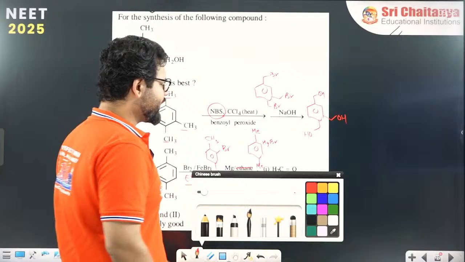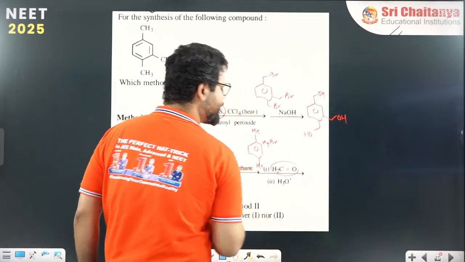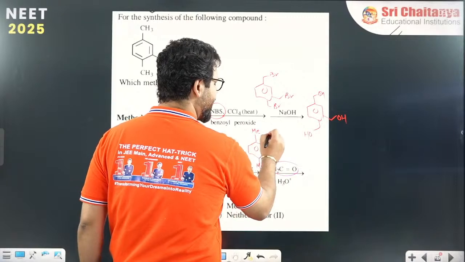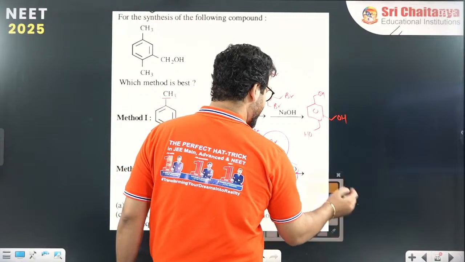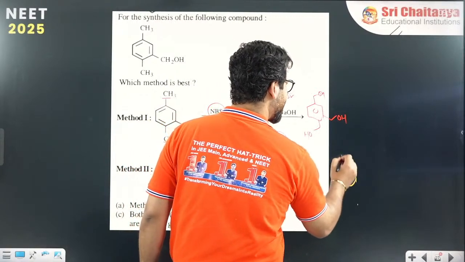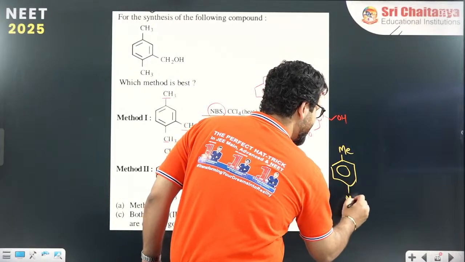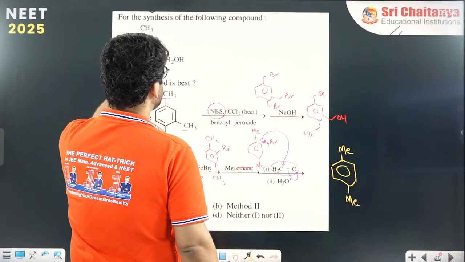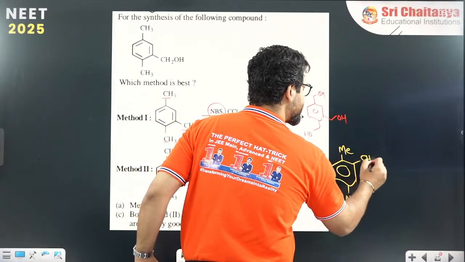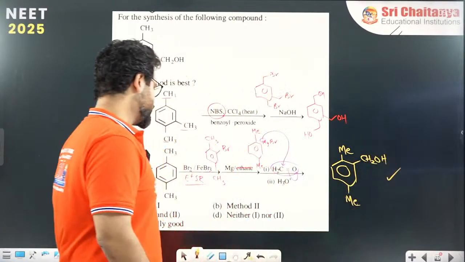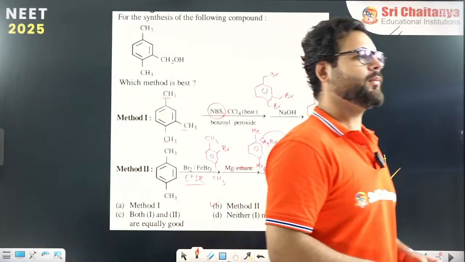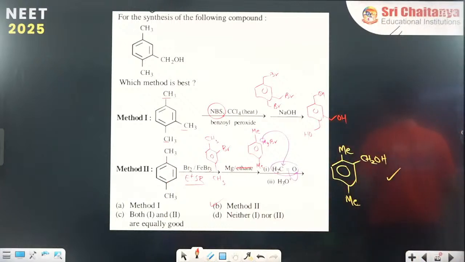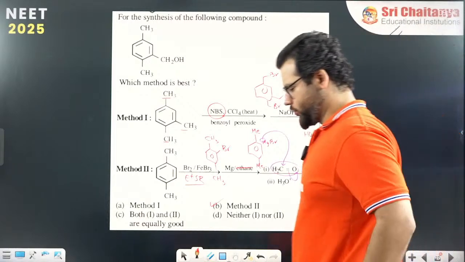Then we know that when Grignard attacks on a formaldehyde, you get a primary alcohol. So from here, this minus will go and attack on this carbon. This will become OH. So finally, the product that we are getting here is top methyl maintained as it is, bottom methyl maintained as it is. Here or here, anything is fine. I get CH2OH. So yes, this is our perfect product. So method 2 is the best one. Method 1 is not good.